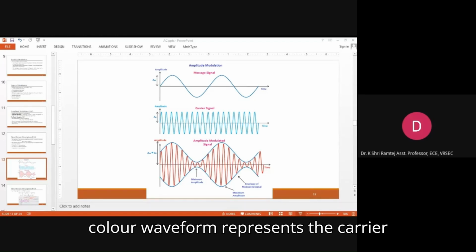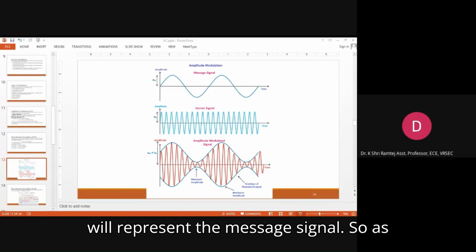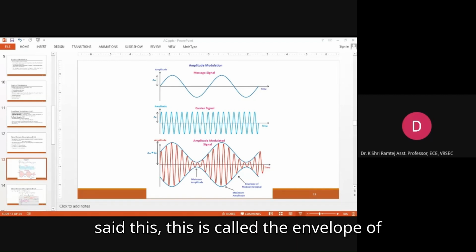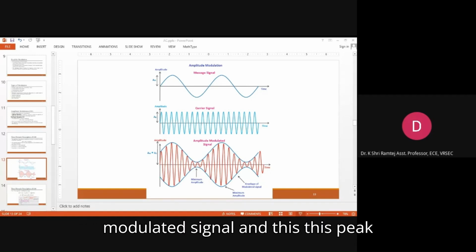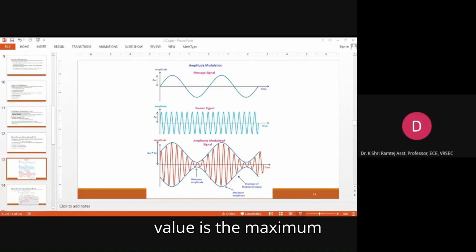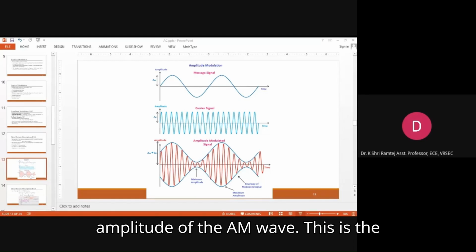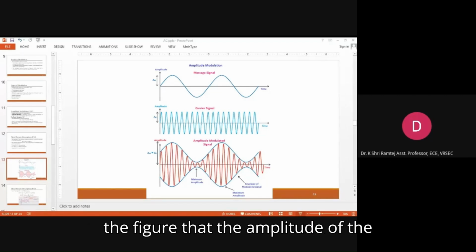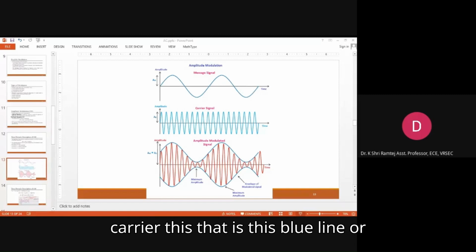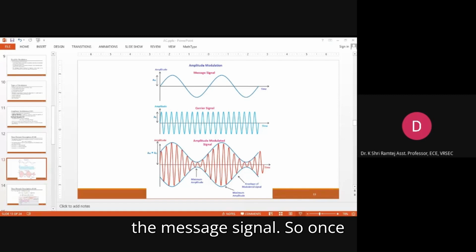So this red color waveform represents the carrier, and this blue waveform represents the message signal. So as I said, this is called the envelope of the modulated signal. So this blue waveform represents the envelope of the modulated signal, and this peak value is the maximum amplitude, and this is the minimum amplitude of the AM wave. So here we can observe from the figure that the amplitude of the carrier, that is this blue line or envelope, is varied in accordance with the message signal.